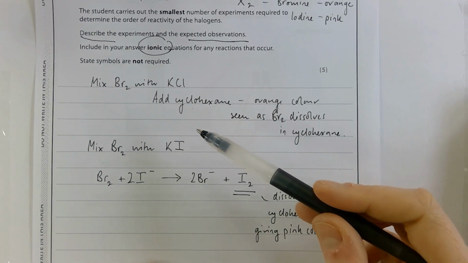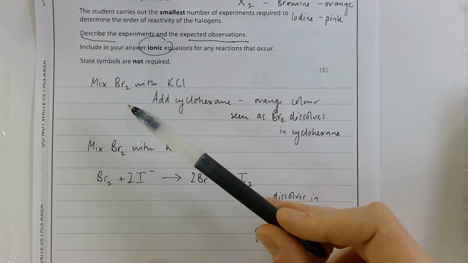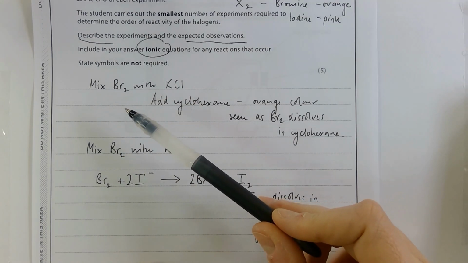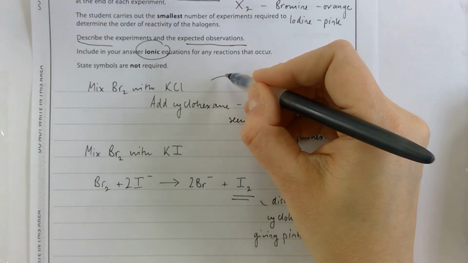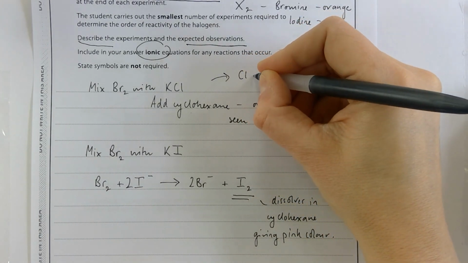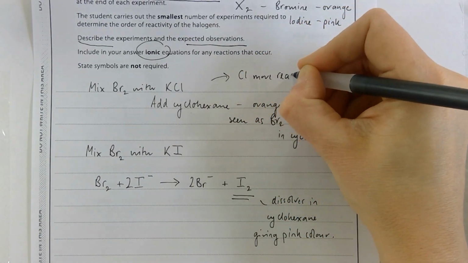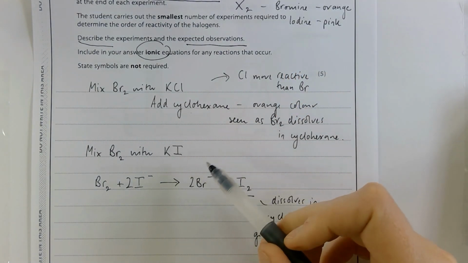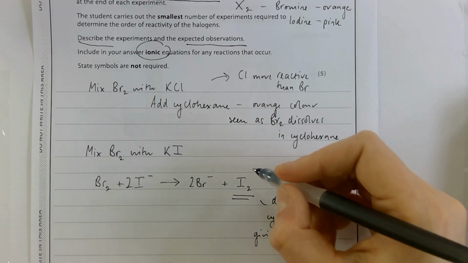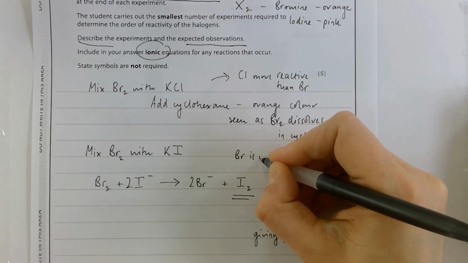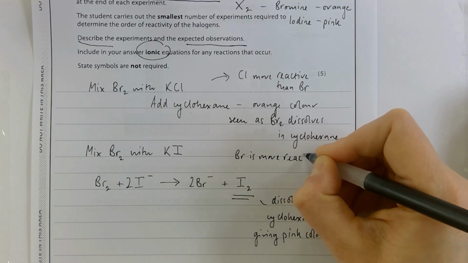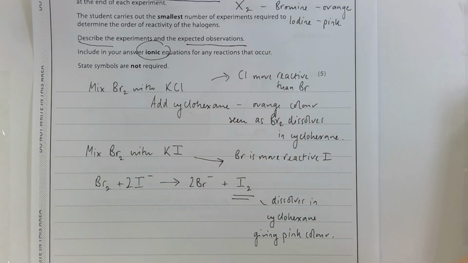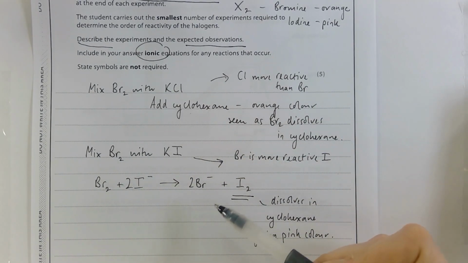Now let's have a think. We've done 2 experiments. Is that enough? So we can tell in our order that chlorine must be more reactive than bromine from the first experiment. So Cl more reactive than Br. We can tell from this one that Br is more reactive than I. And so I think we've covered it with just 2 reactions.